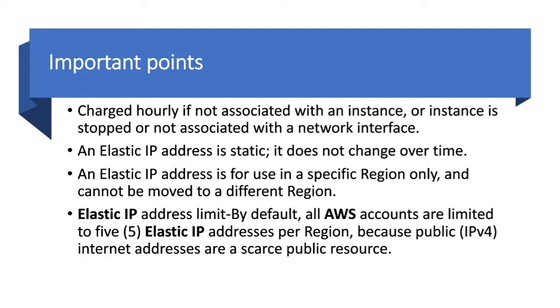An elastic IP address is used in a specific region only, and it cannot be moved to a different region. That is very important. And elastic IP addresses have limits. By default, all AWS accounts are limited to 5 elastic IP addresses per region, because public IPv4 addresses are scarce public resources. So we have a limit of 5 elastic IPs per region in an account.